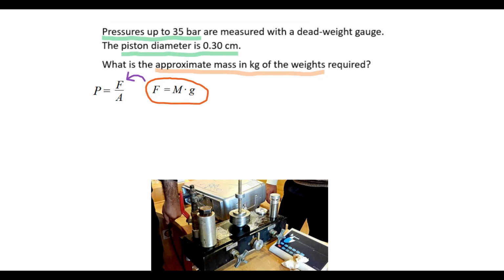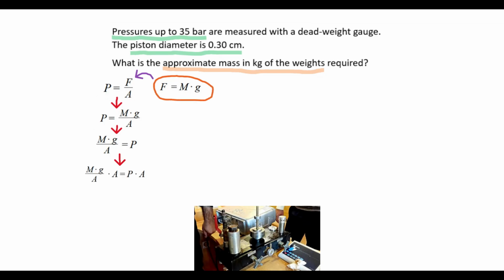This equation can be substituted for force in the pressure equation. Now pressure equals mass times the acceleration of gravity divided by area. Switching sides, mass times the acceleration of gravity divided by area equals pressure. Multiply both sides by area. The two area variables on the left side of the equation cancel each other out.